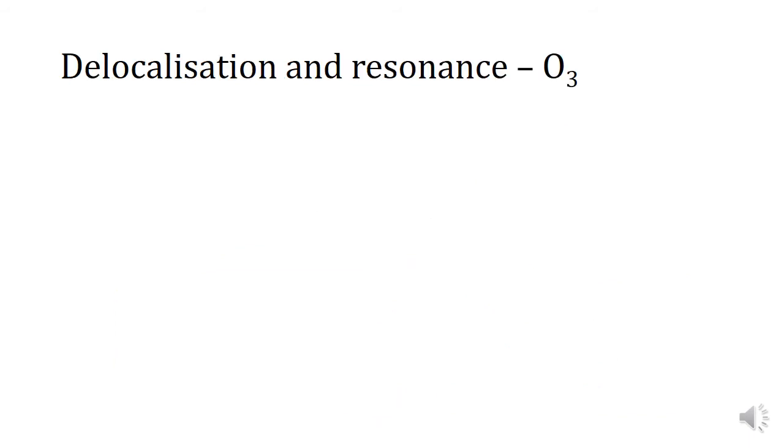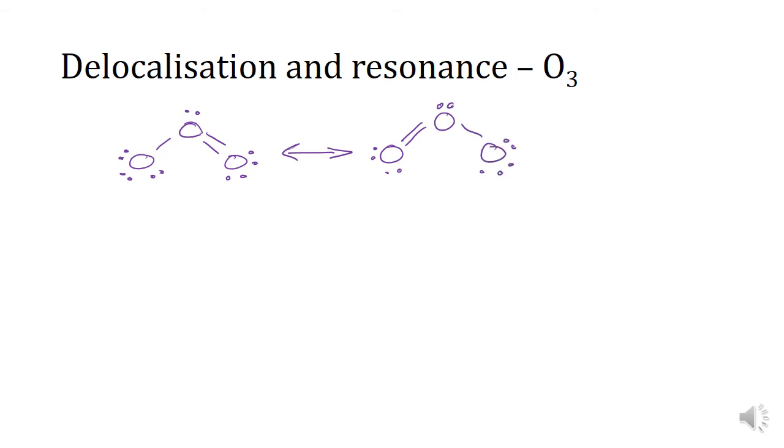So let's look at 2 different Lewis structures for ozone and then talk about how resonance works. So I can have oxygen, lone pairs, bond, oxygen, lone pairs, double bond, oxygen 2 lone pairs, and it flicks back and forth with my double bond on the other side. Okay. So this is our resonance.